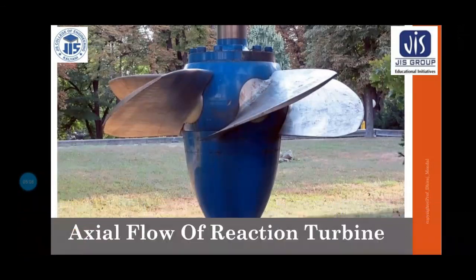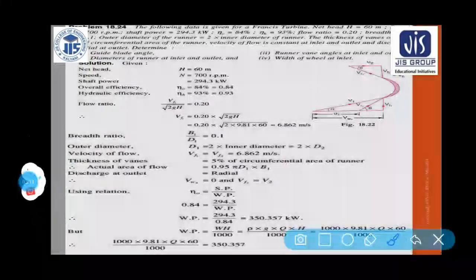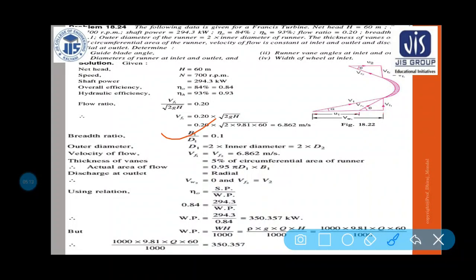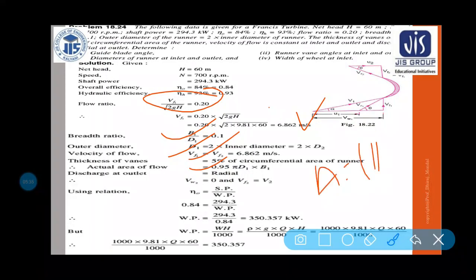Now next point, the breadth ratio is given. Vf1 is equal to Vf2, and I have already got 6.8 meter per second. Now the thickness is 5% of the circumferential area, which means you have to deduct this 5%. That means 0.95 into pi D1 B1 is the actual area. So area is equal to pi D1 B1 minus 5% of the circumferential area.